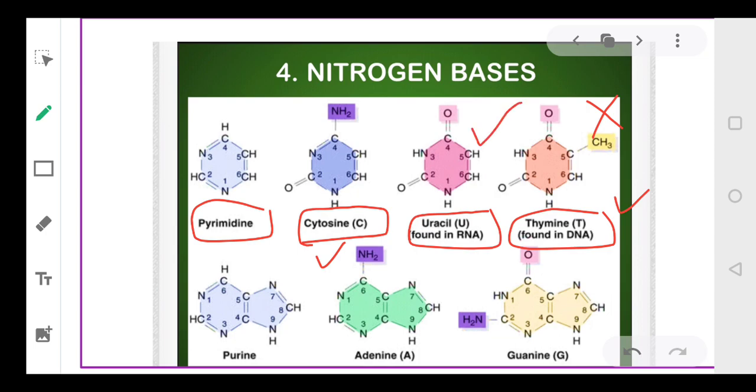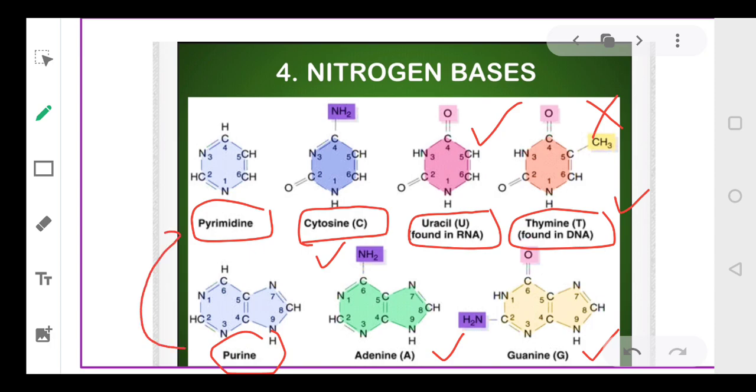So at a time only 2 pyrimidines will be present in nucleic acids, that is your RNA or DNA. So in case of DNA, cytosine and thymine will be present. In case of RNA, cytosine and uracil will be present. While there are 2 purines, adenine, shown with A, and guanine, shown with G. So purines are of 2 types, adenine and guanine. Now coming to the pairing.